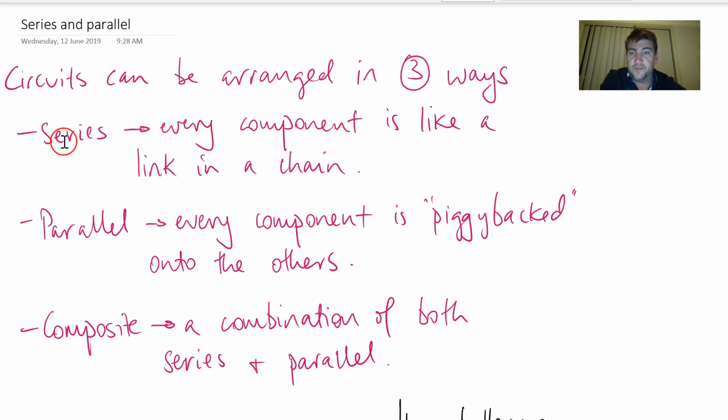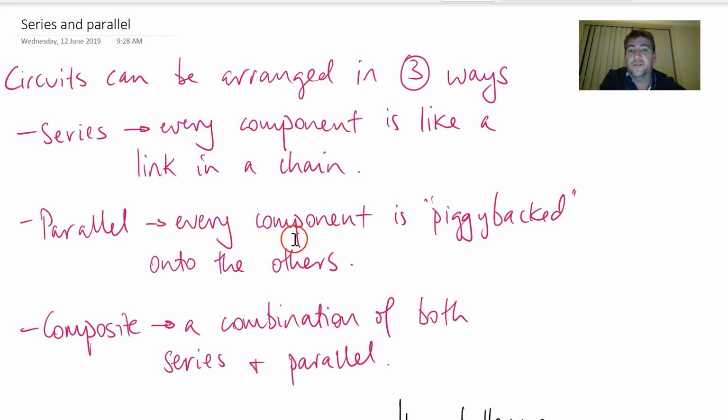So, a series circuit, parallel circuit, and a composite circuit. Series one is basically like everything is joined together like links in a chain. We have bits of electrical wire, then we have an object like a light globe, then we have more electrical wire, then we have another object like a light globe, and so on and so on. If one of those links breaks, the chain is useless, so no electricity can flow.